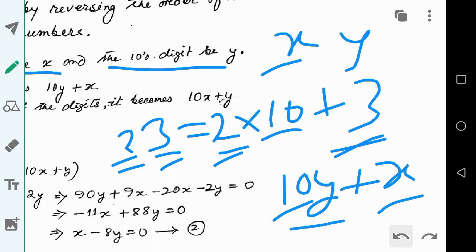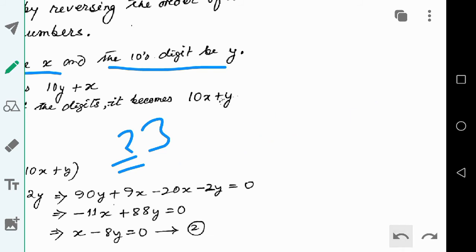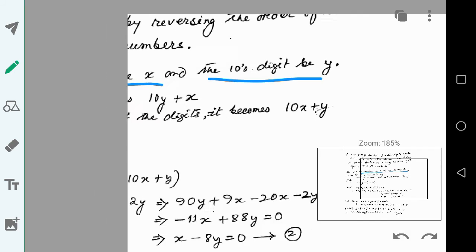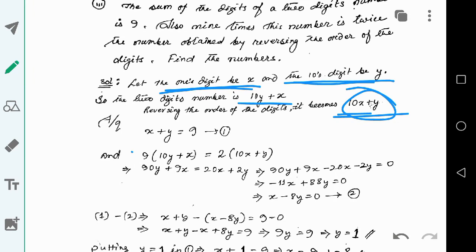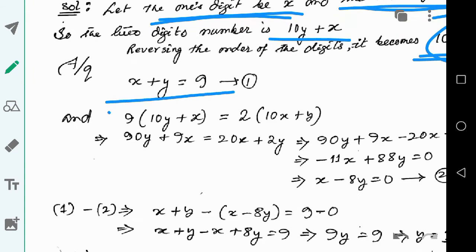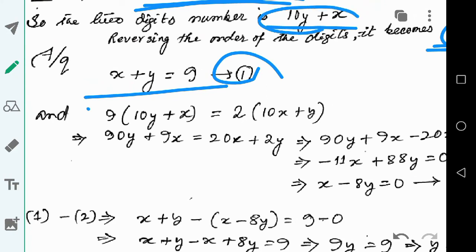Now let me clean first. So here you see, as we have considered the tens digit is y and the ones digit is x, the 2-digit number should be 10y plus x. And if you reverse the order of the digits, then you will get 10x plus y. This is the number obtained by reversing the order of the digits. In the first condition it is given that the sum of the digits, that means x plus y, is equal to 9. This is equation number 1. And 9 times this number, what is the number? 10y plus x is the 2-digit number.